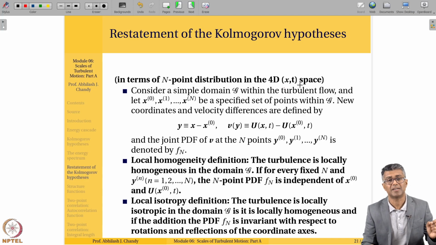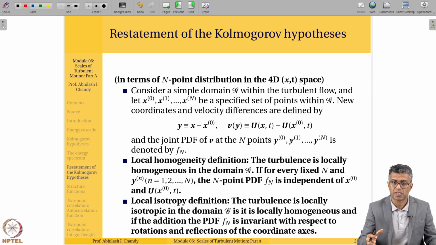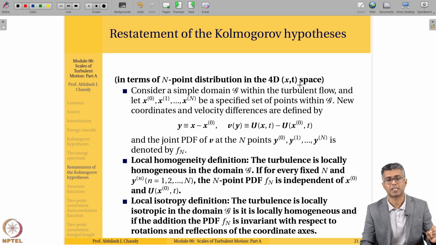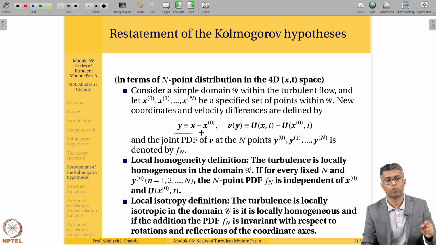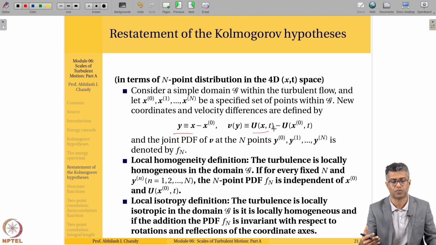So let's consider a simple domain within the turbulent flow, and let's say you have x0, x1 and so on up till xn be a specified set of points within the domain. Now what happens is you have the new coordinates and velocity differences defined as follows. So now you have y is equal to x minus some reference x0 and vy is equal to u(x,t) minus u(x0), again some reference velocity.